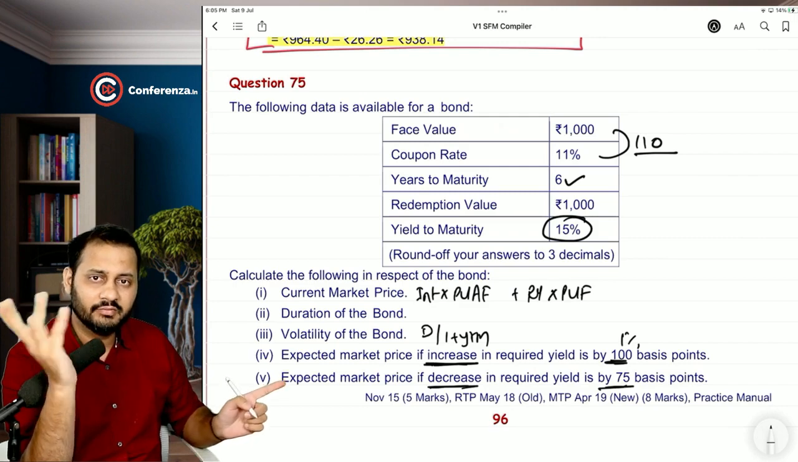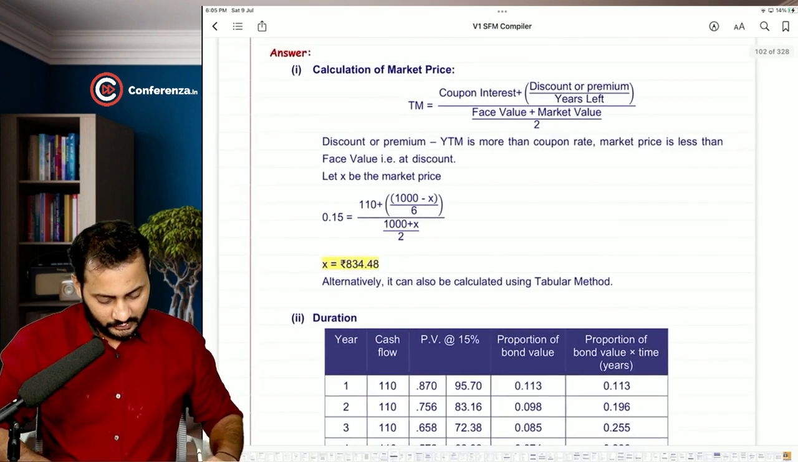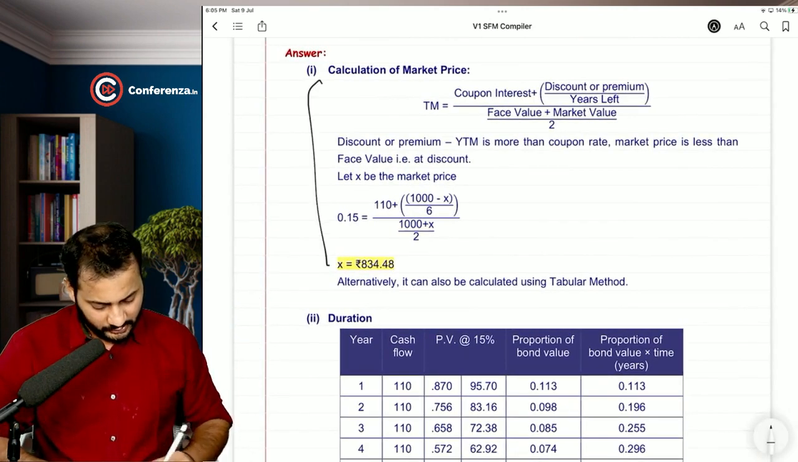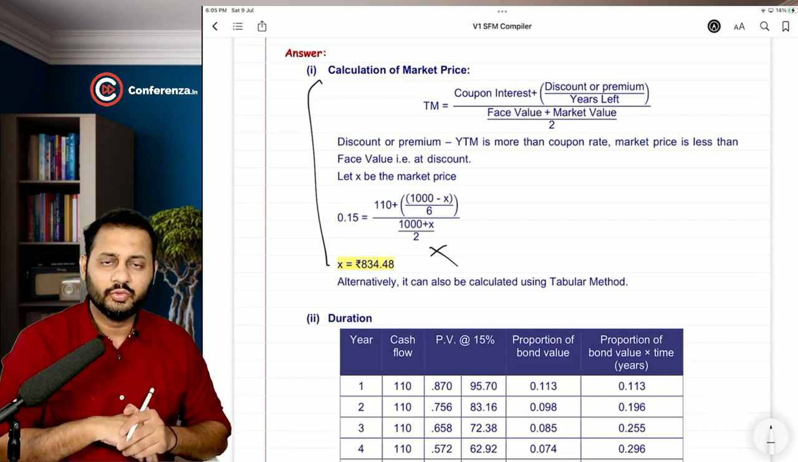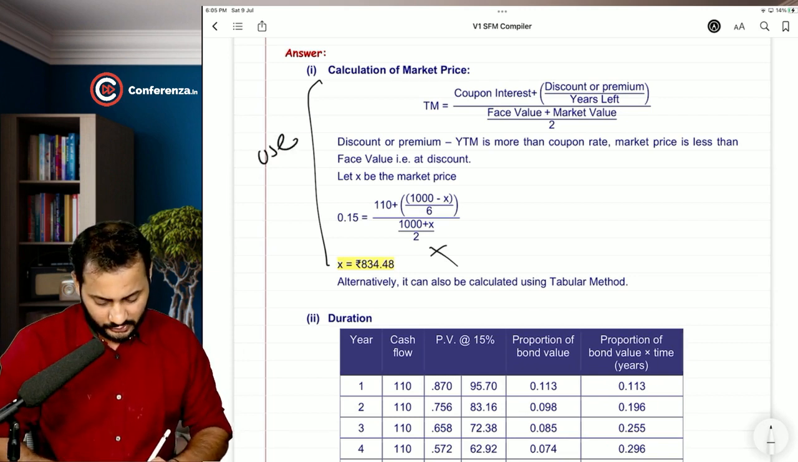It is the same thing that we did in the previous question. See. So 834, again I will tell you, don't use this method. Use the present value technique. Use the present value method. Don't use the other one ever.